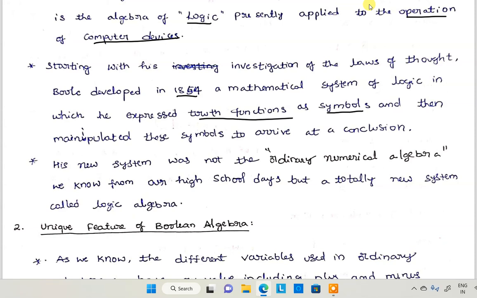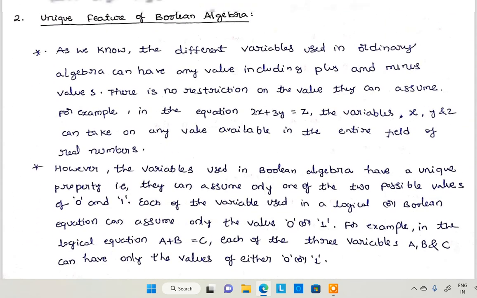So you manipulate the symbols to arrive at conclusions. In this new system, it is not like ordinary numerical algebra. Ordinary numerical algebra is what you learned in high school, in your 6th to 10th standard, the algebraic equations. But what we learn here is completely different from that. That's why it is a new system of logic algebra. Got my point, right?